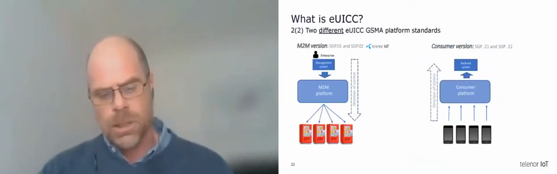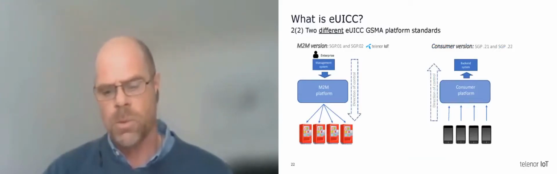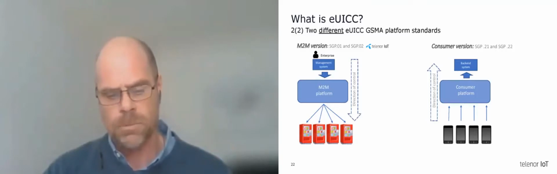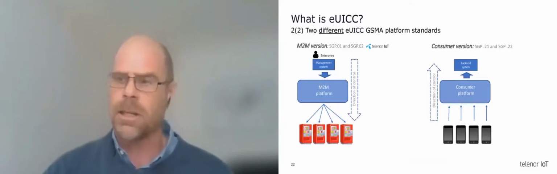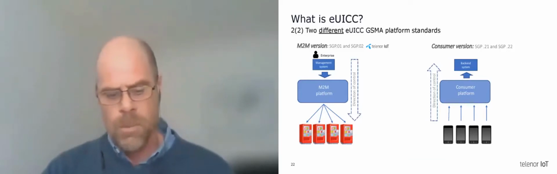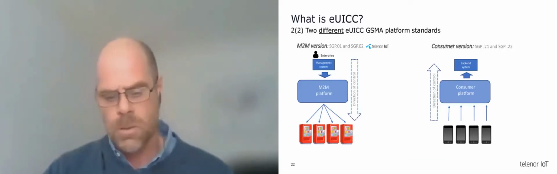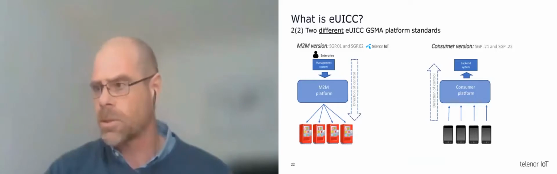To be able to use an embedded UICC SIM card, you need to be connected to a remote SIM provisioning platform. There are two different standards on the market today. We have the M2M version and the consumer version. The main difference between the two standards is the direction of control. In the M2M standard, you as an enterprise control all your devices. But in the consumer version, every single user has the control.